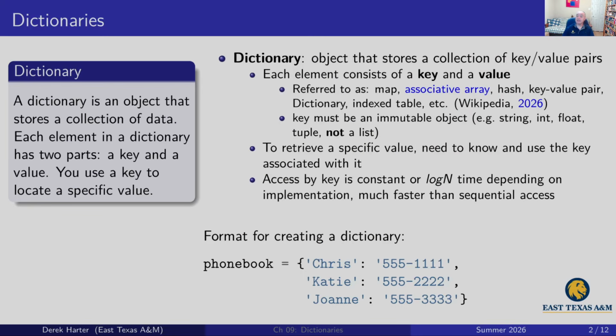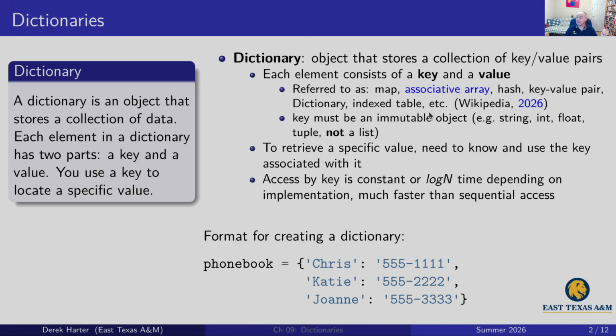So a dictionary is an object that stores a collection of data. It's a container that stores a collection, like the lists and the tuples that we looked at. But each element in a dictionary has two parts. It has a key and a value. Basically, you use the key as sort of an index to locate a specific value. So to get a specific value out of the container, you have to know the key, and you ask to get the value or the data associated with that key whenever you want to read something back out of a dictionary container.